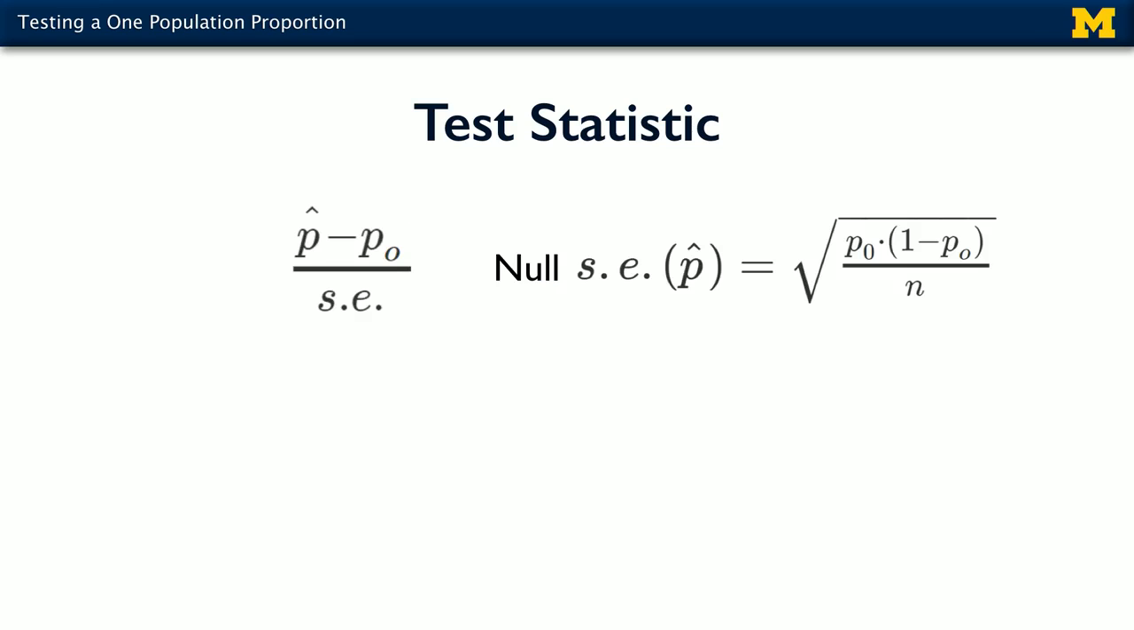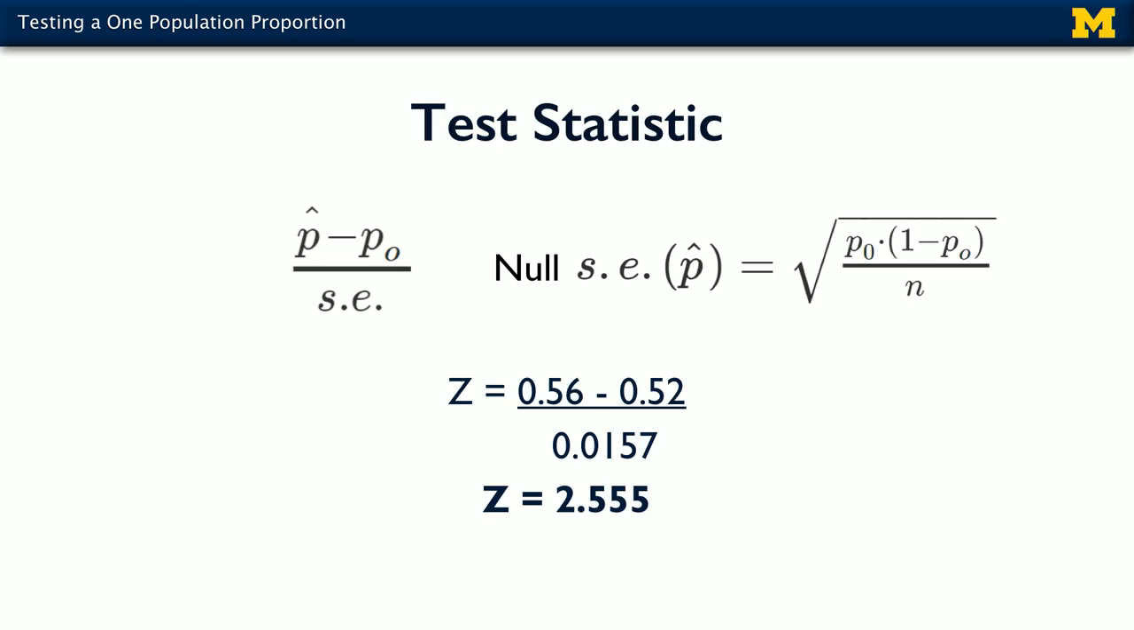Using these two equations, p hat minus p naught divided by the standard error, and we know what our null standard error is, we can calculate our test statistic. So putting everything in, 0.56 minus 0.52 divided by the standard error, which happened to be 0.0157, we get a z test statistic of 2.555. I call it a z test statistic because we are under a normal distribution. Whenever we have proportions, it's going to follow a normal distribution, again, as long as our sample size is large enough.